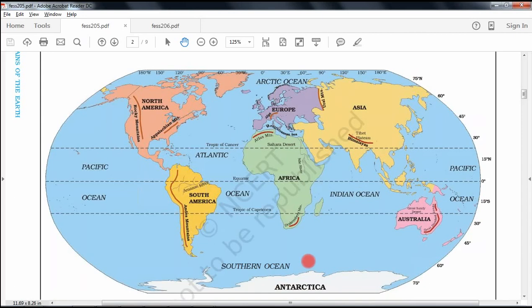The temperatures are always freezing, and it is not habitable by human beings, so there are no human settlements. But many countries have their research centers here, and even India has its own research centers here, which are called Dakshin Gangotri and Maitri. And you have different oceans as well. We will come back here when we discuss hydrosphere.